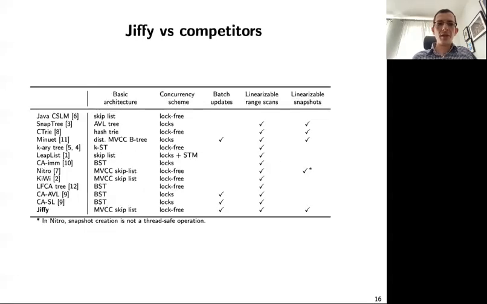So here you can see Jiffy against the state-of-the-art competitors. Note that currently the only other indices that offer batch updates similar to Jiffy are log-based. All systems do support linearizable range scans, but not generic snapshots. The only exception here is Java CSLM, the ubiquitous concurrent skip list map from the standard Java library, which we use as a baseline.